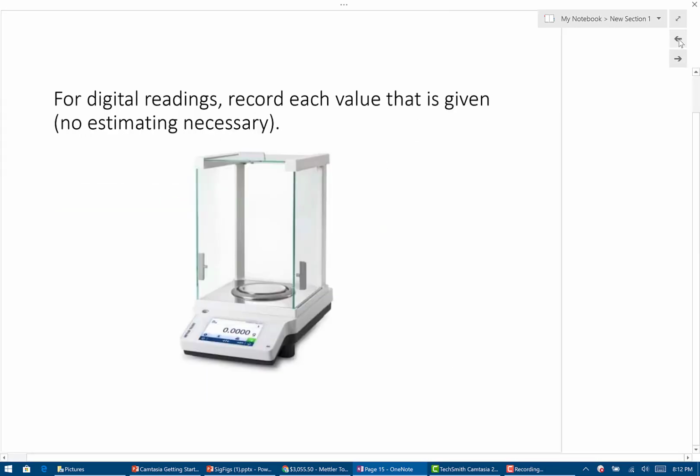So now we'll do some practicing on reporting the correct number of significant figures while we are making measurements.